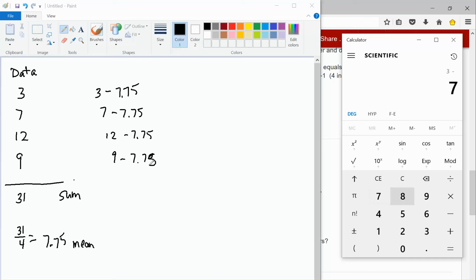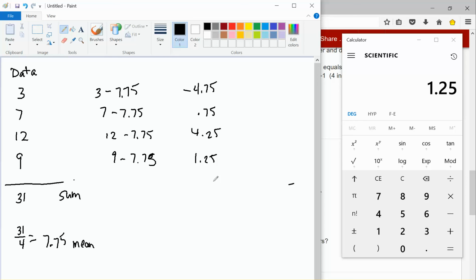3 minus 7.75 is negative 4.75. 7 minus 7.75 is negative 0.75. I can do that one. 12 minus 7.75 is 4.25. And 9 minus 7.75 is 1.25. These are the deviations. The next thing I'm going to do is square these deviations.